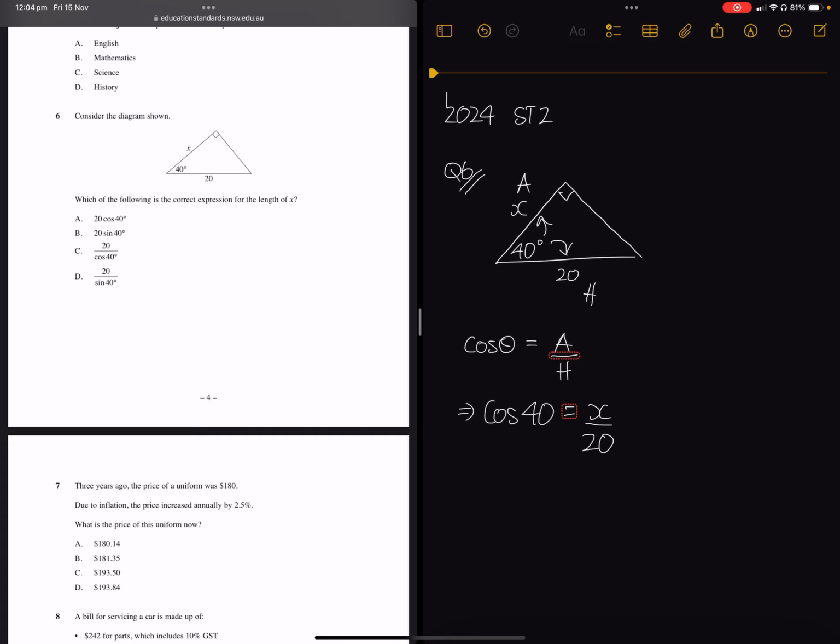Of our expressions, we need one that is in the form of x equals. So we're going to multiply both sides by 20. This is going to give us x is equal to 20 times cosine 40. So x equals 20 cosine 40. That is A. So the answer for question 6 is A.